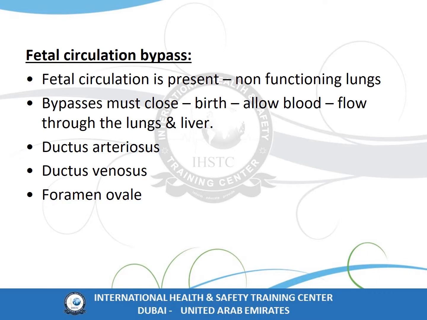The ductus arteriosus connects the pulmonary artery to the aorta, bypassing the lungs. The ductus venosus connects the umbilical vein and the inferior vena cava, bypassing the liver. And the foramen ovale is the opening between the right and the left atria of the heart, bypassing the lungs.